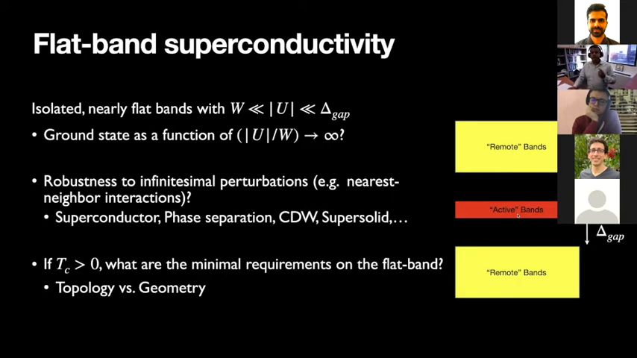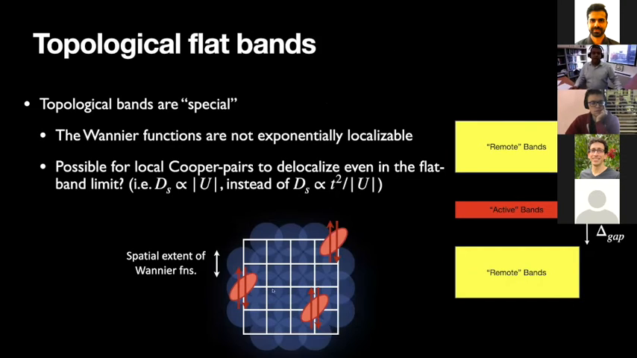Meaning, does the band need to have some special characteristics? This could be some special topological property in the form of maybe a non-trivial distribution of the Berry curvature or some Chern number, or maybe it needs to have some important local geometric properties. And this is something that I want to discuss again in this non-perturbative limit. Now, the reason why I bring up topology is because topological flat bands are special.